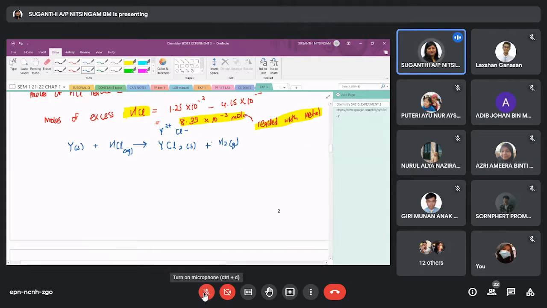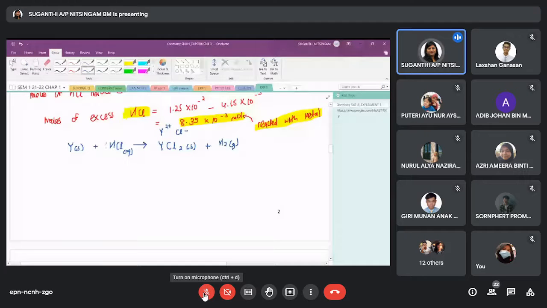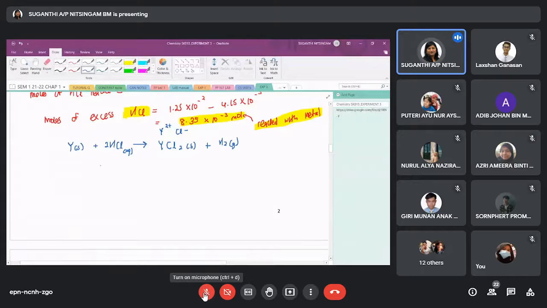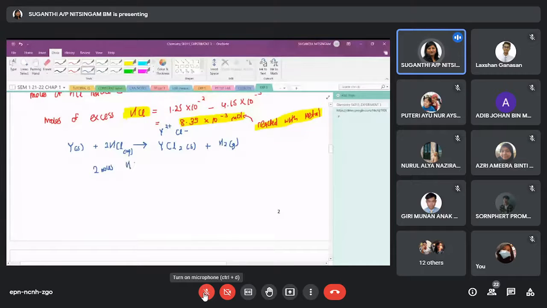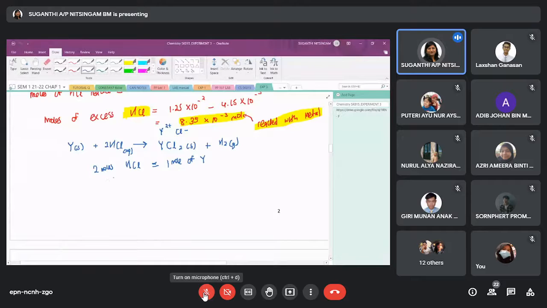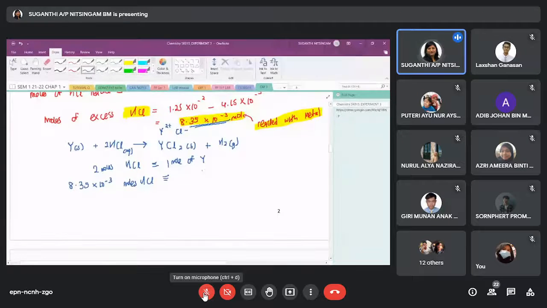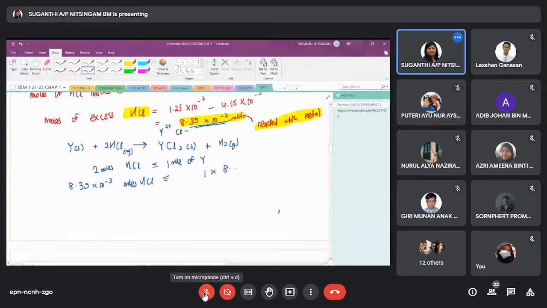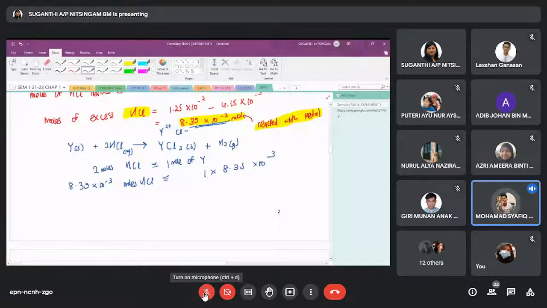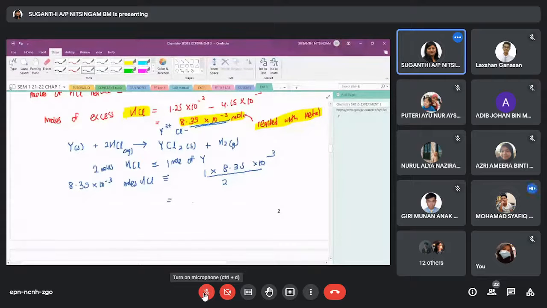So from this equation you kena balancekan dia. Kalau you tak balance memang you are in trouble already now. So you kena faham 2 moles of HCl reacts with 1 mole of Y. Okay, so now how many moles of HCl yang you ada? This many moles. So 8.35 times 10 negative 3 moles HCl should react with 1 times. Divide by 2 kan, madam? Ya, betul. Divide by 2. So you dapat berapa?